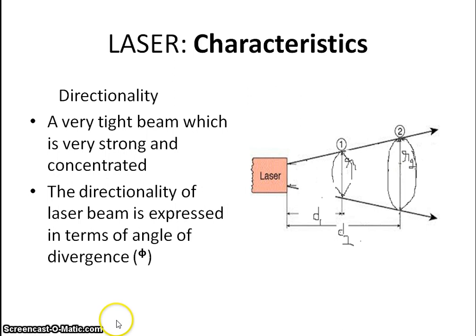In the diagram you would see we have taken 2 points, 1 and 2. At point 1, let D1 be the distance from the laser source and R1 the radius of the beam spot you see over here. Likewise, at point 2, let D2 be the distance and R2 be the radius. The directionality of a laser beam is expressed in terms of angle of divergence.